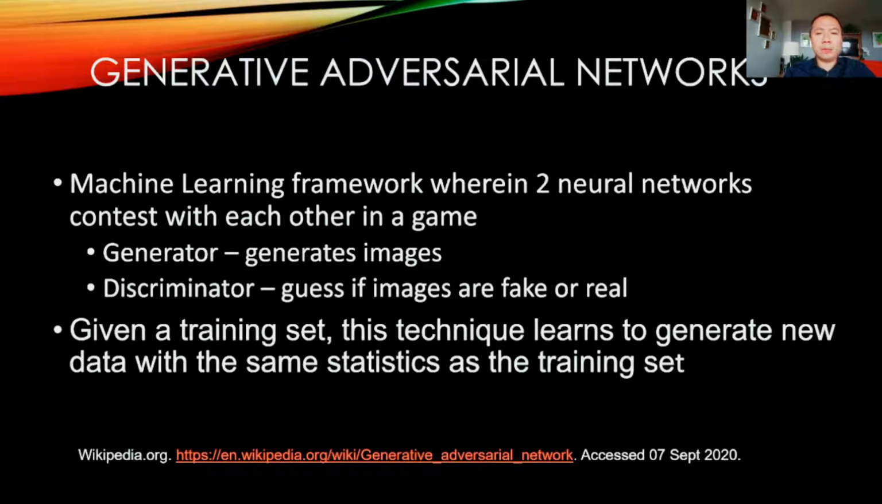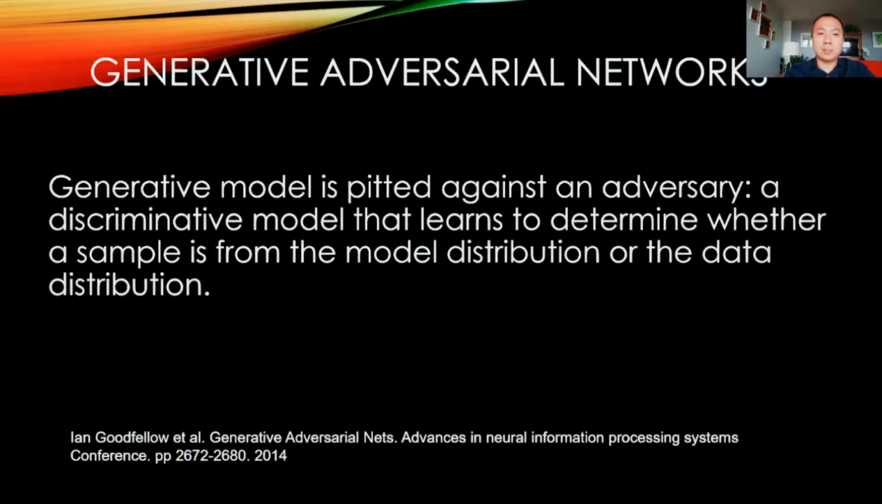Now we talk about statistics here in a broader context, because you have to understand that at the end of the day, any image, for that matter, as long as it's a digital image, can actually be identified and recreated. So this is one aspect that you have to understand early on. So the generative model is pitted against an adversary, or a discriminative model, that learns to determine whether a sample is from a model distribution or from a data distribution.